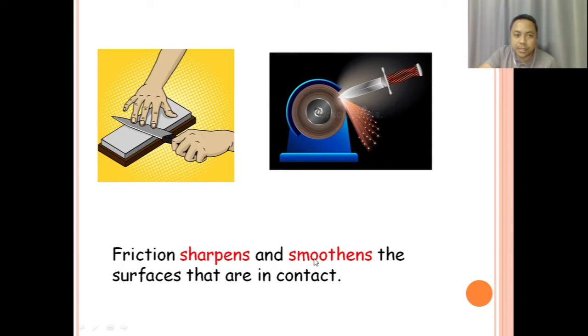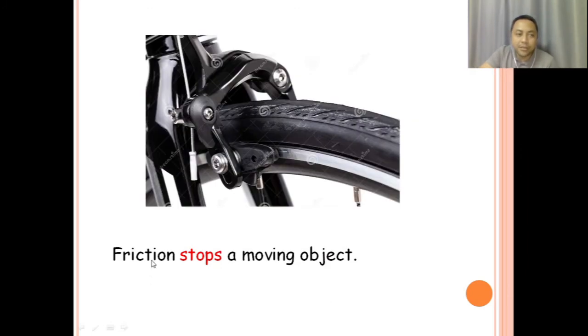Friction sharpens and smoothens the surfaces that are in contact. So this is a knife. So you can sharpen this knife by the use of friction. And also this one, it smoothens the surface of the knife. Friction stops a moving object. In a bicycle, there is a brake and there is a brake pad. Okay? Because of friction, it stops the wheel of a bicycle.